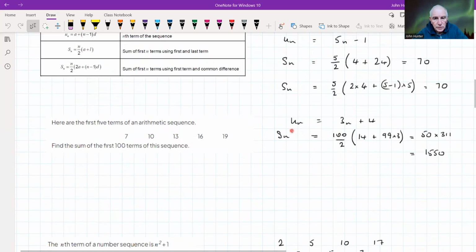Let's have a look at this one. Here are the first 5 terms of an arithmetic sequence: 7, 10, 13, 16, 19. Find the sum of the first 100 terms of this sequence.